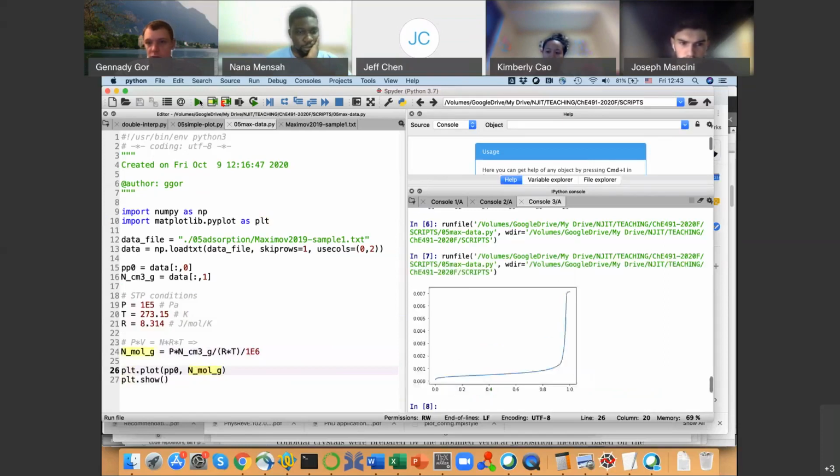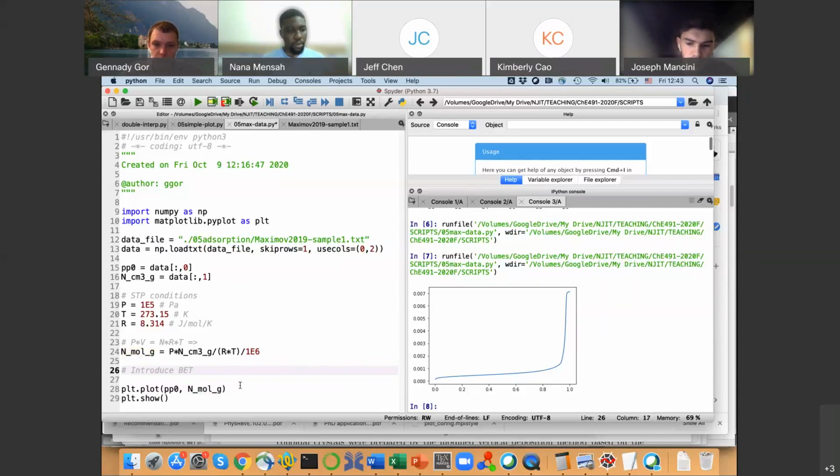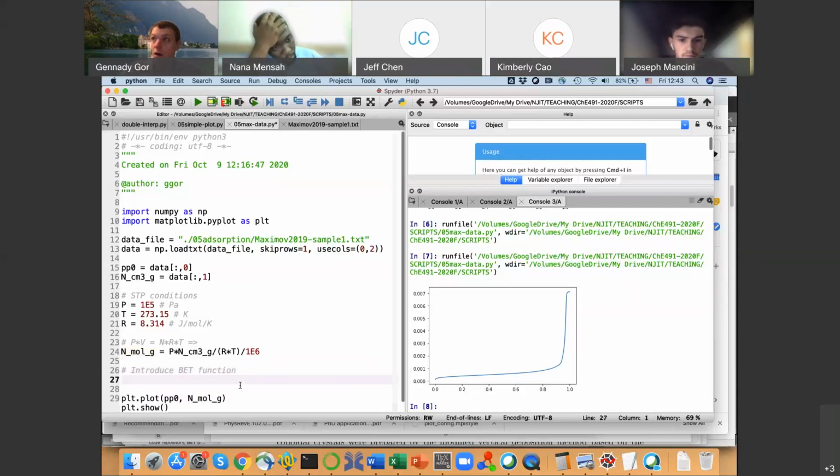This is still the same isotherm. And as I said, we will be looking just at the region at low pressures, where we have this monolayer coverage of the surface. So let me make the next step. The next step would be to express the BET function. So introduce the BET function. I'll call it just y. I won't come up with a better name.